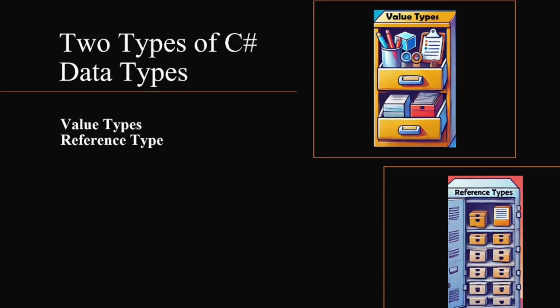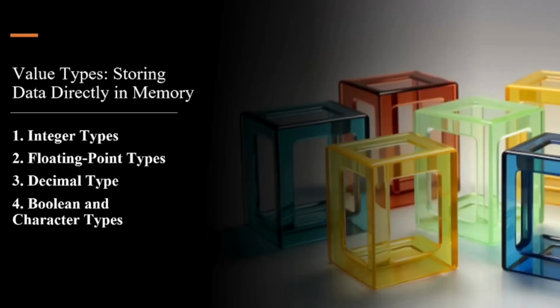Value types are like your quick access items. They store the actual data right where you declare them. Reference types are like your storage locker. They store the reference or a pointer to where the data actually lives in memory. That means you're not holding the data directly, you're holding the directions to find it. Now that we know what they are, let's dig deeper into each category, starting with value types.